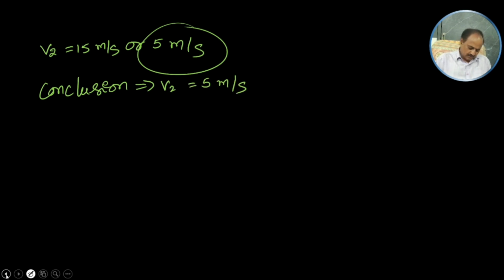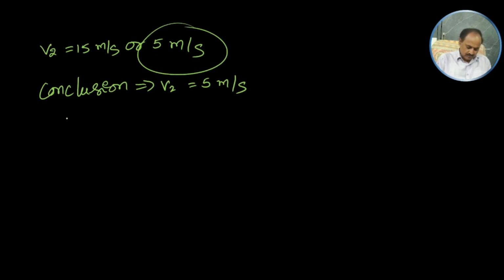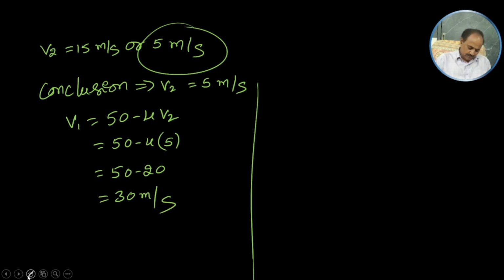Then how do you find V1? Look at the V1 value: V1 equal to 50 minus 4V2. 50 minus 4 into V2, 5, equal to 50 minus 20, which is equal to 30 meter per second. So you got V1 and V2.